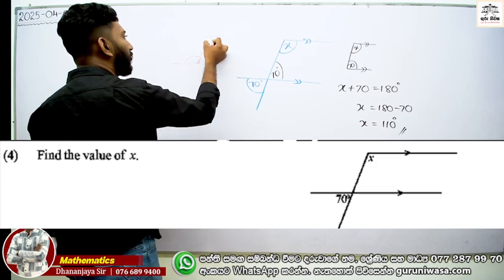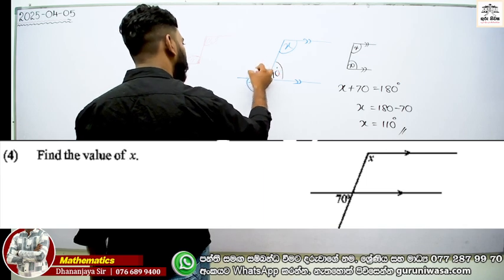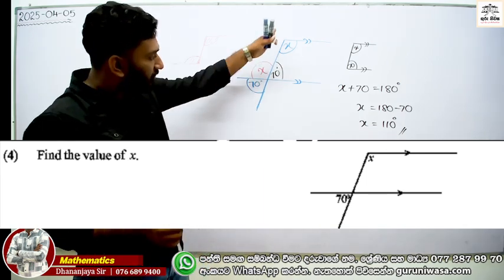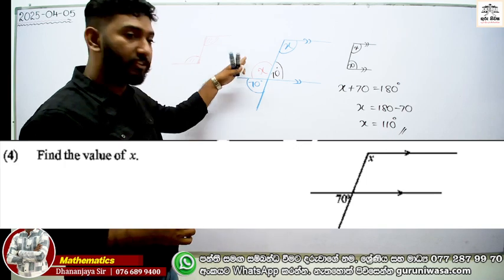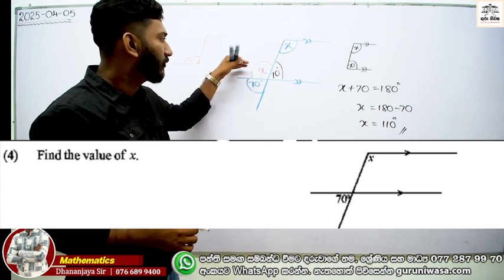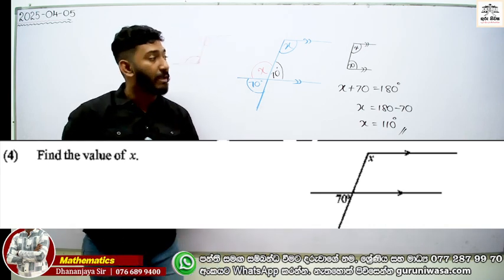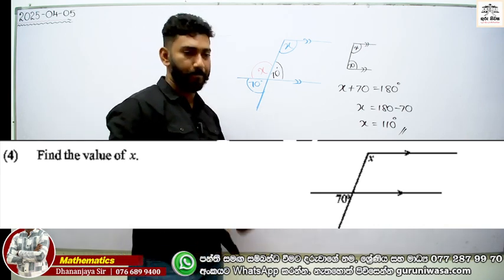There are two angles that should be equal. Therefore, here is also x. Right? And this is a straight line, and you know the sum on a straight line becomes 180 degrees. Therefore, the answer becomes x plus 70 equals 180. Then x becomes 110. You can do it that way too. Right?